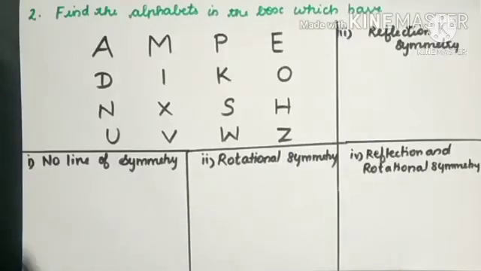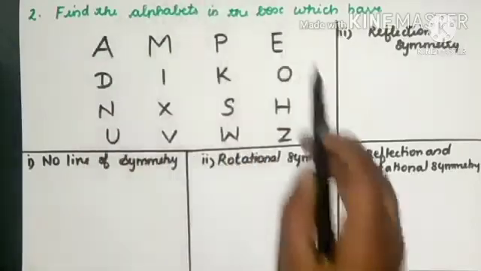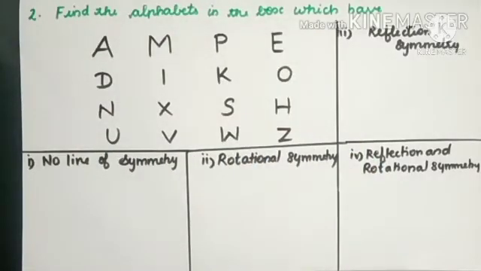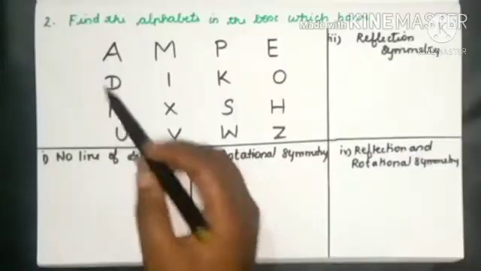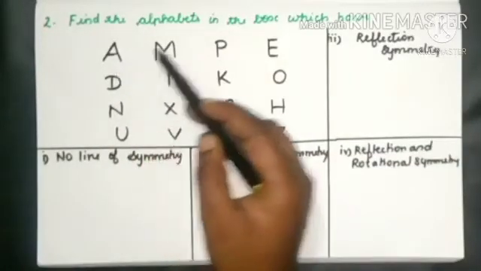First, we have to find the letters with no line of symmetry. Students, guess which letter has no lines of symmetry. See, for the letter A, it divides into two equal parts. So, it has one line of symmetry and it is similar for M.